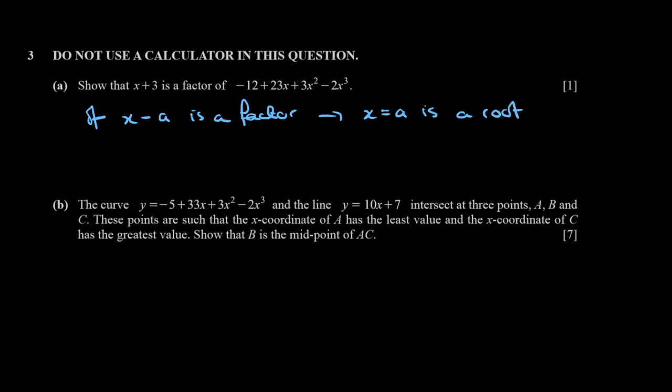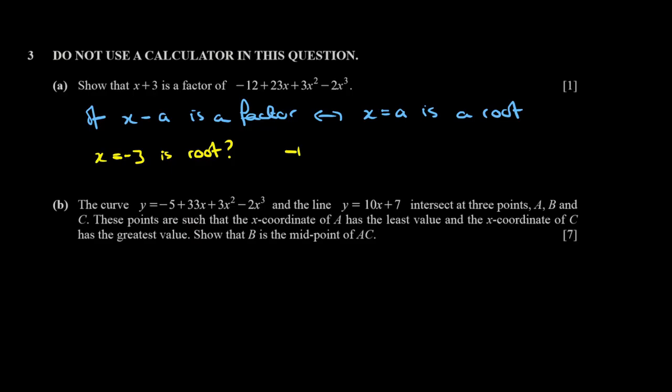And what is a root? Well, a root's basically an x-intercept. So if you substitute it into the polynomial, what you should get is 0 at the end. And it's vice versa, by the way. If we know that x equals a is a root, then we know that x minus a is a factor. So in this particular case, if we want to show that x plus 3 is a factor, that's the same thing as showing that x equals minus 3 is a root, right? And how can we show that x equals minus 3 is a root? Well, we can just substitute it into our polynomial.